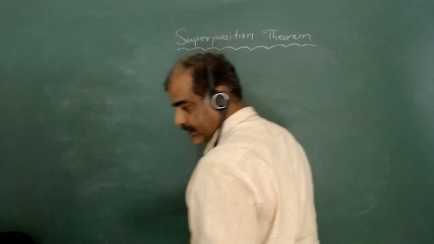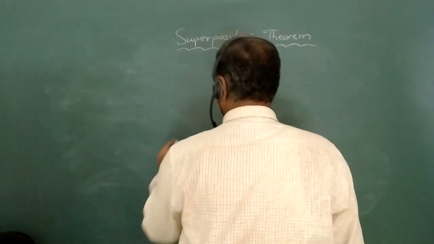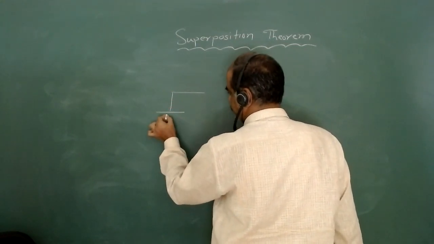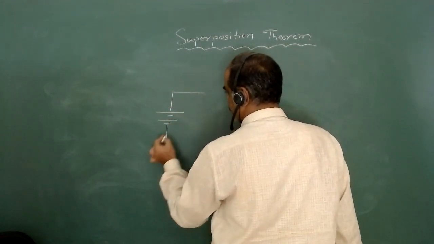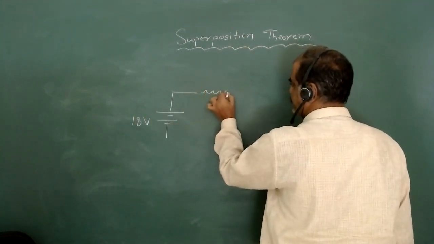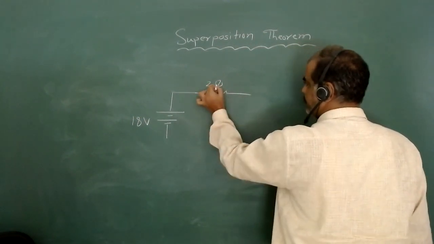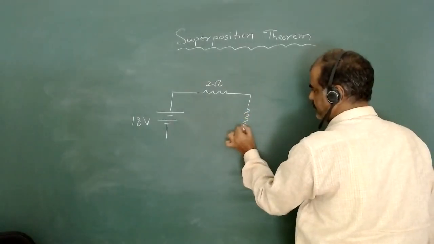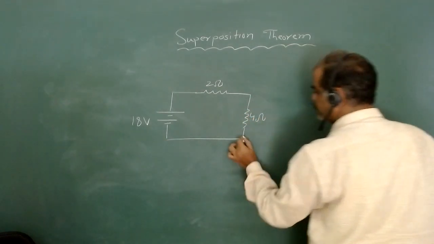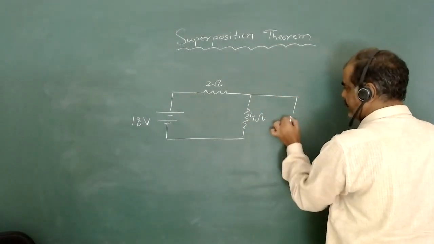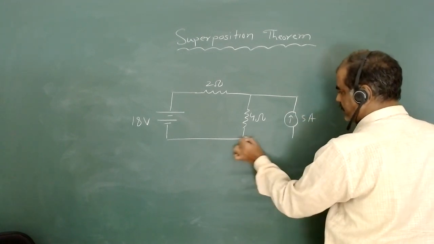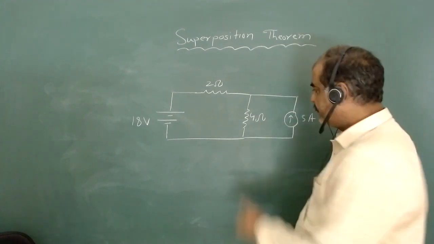For example, I have been given a battery of 18 volts, and I have two resistances, say this is 2 ohm and this is 4 ohm. And I have one more source present in the circuit, say this is a current source of 3 ampere.